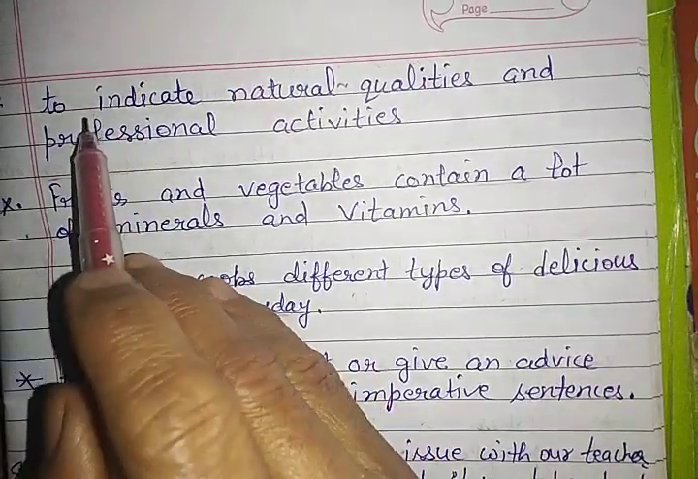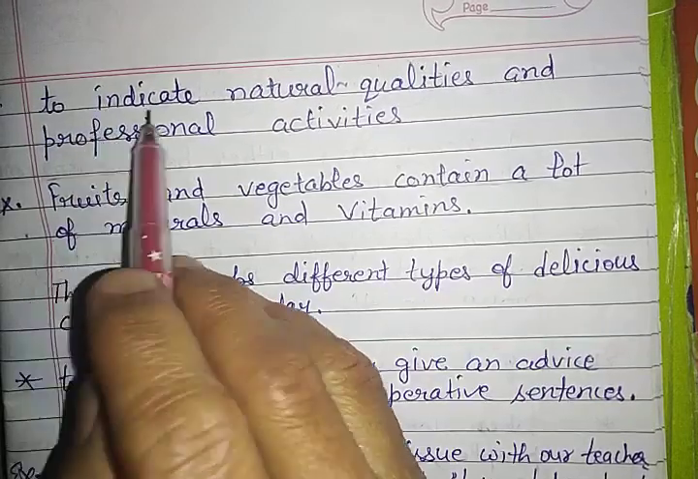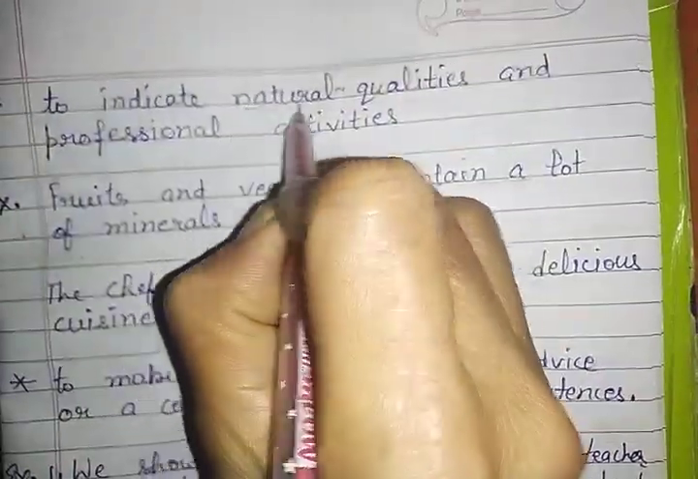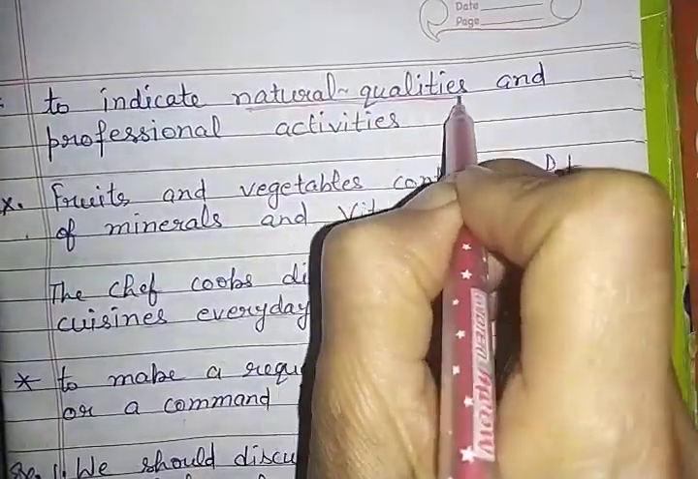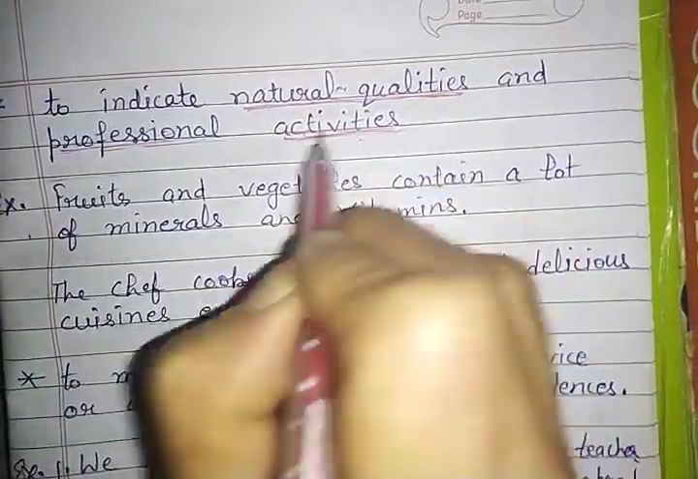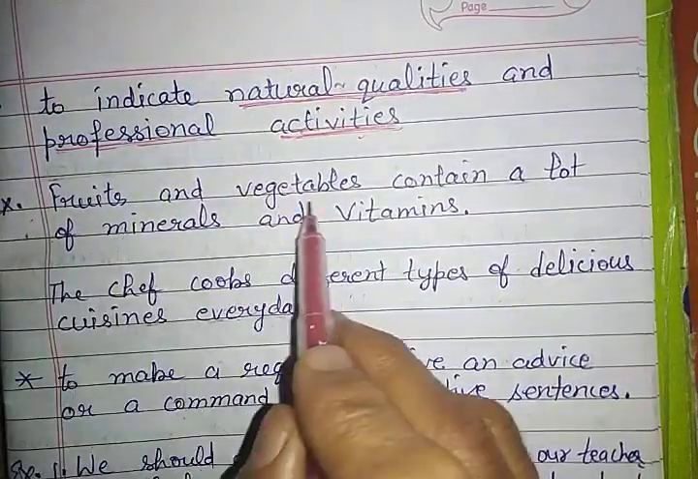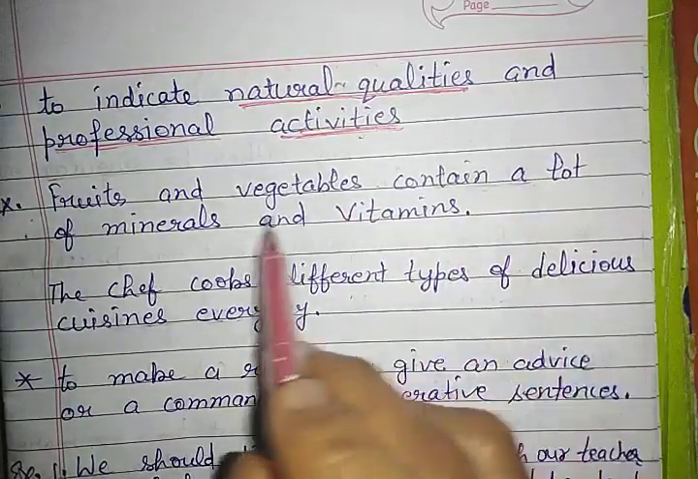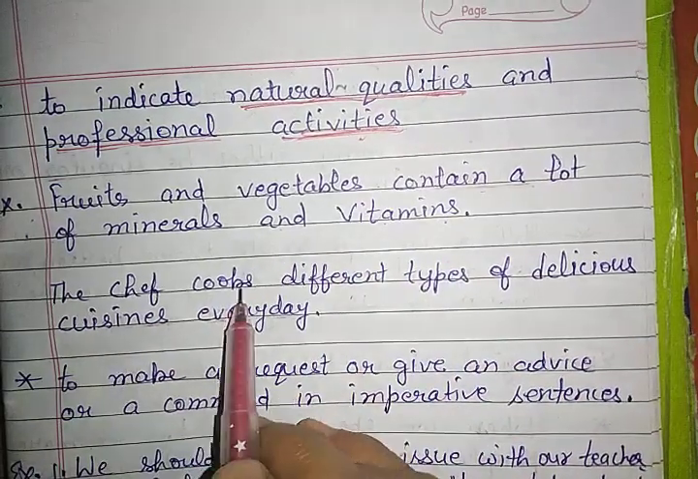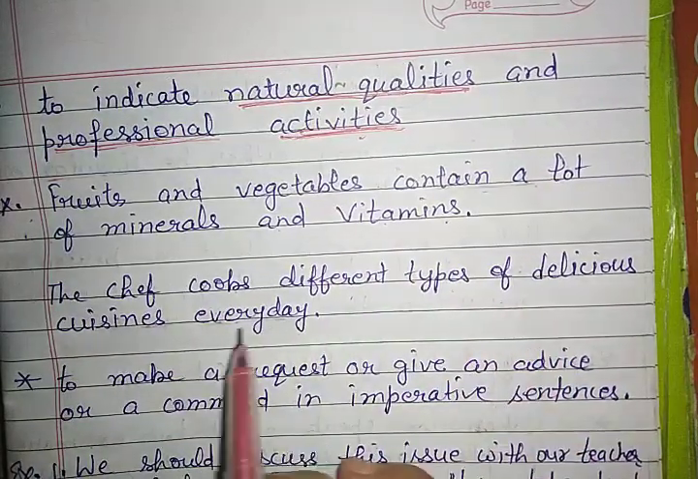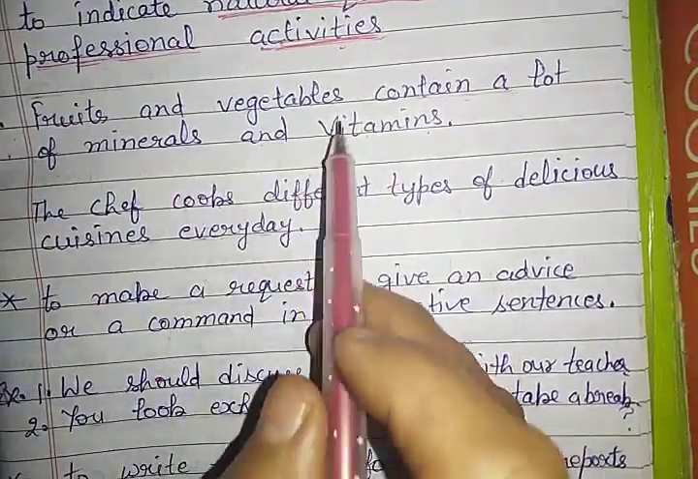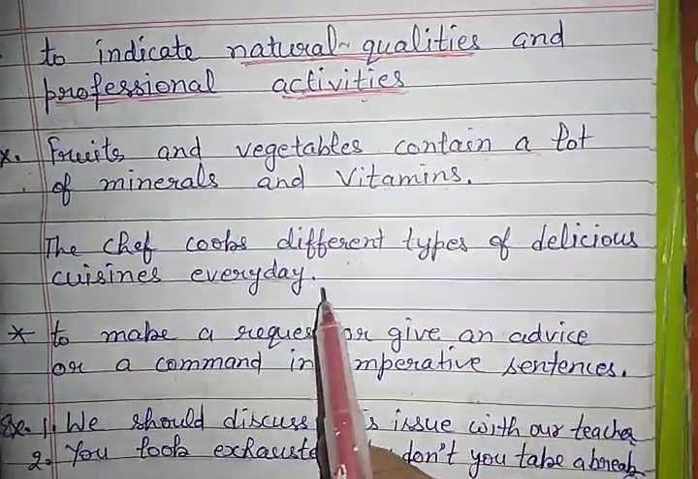Next, we use simple present tense to indicate natural qualities and professional activities. Natural qualities and professional activities. The example is: fruits and vegetables contain a lot of minerals and vitamins. The chef cooks different types of delicious cuisines every day. Both are examples of natural qualities and professional activities.